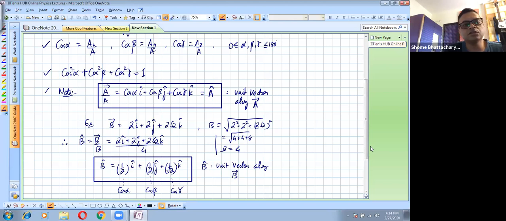No, Manas, to answer your question, A cap does not mean mod of A. A cap actually means unit vector of A. It is the unit vector along the vector A. Suppose I've given you a vector B, which is some x i cap plus y j cap plus z k cap. Then B cap is the unit vector of B. Okay, good.